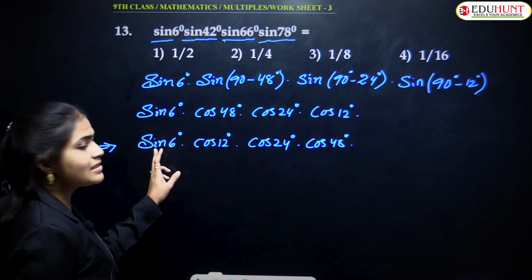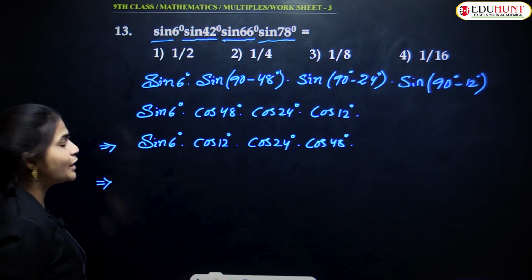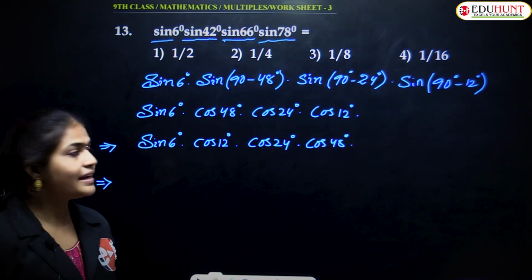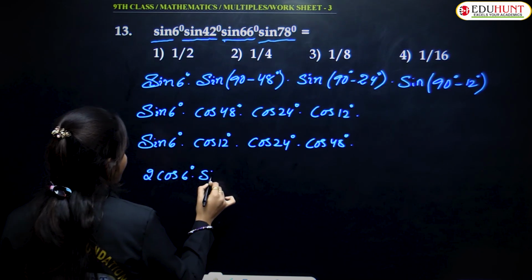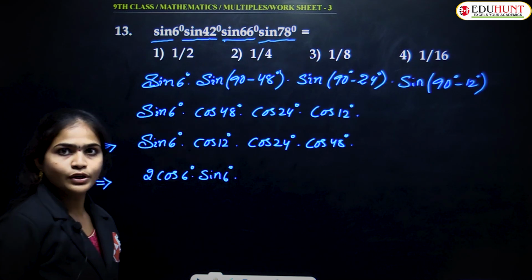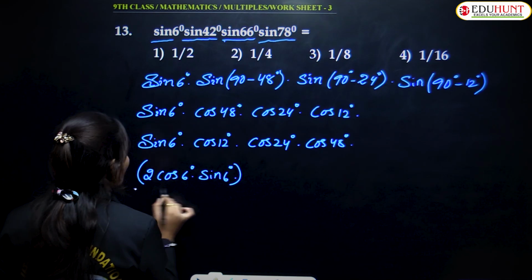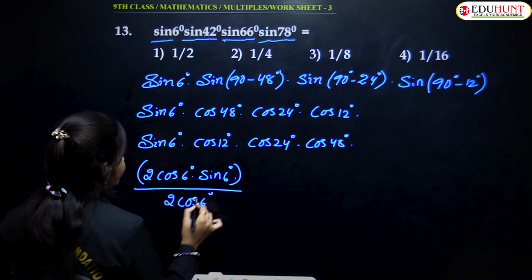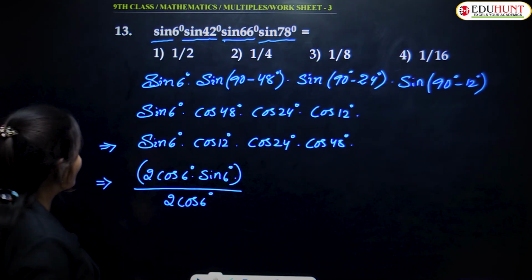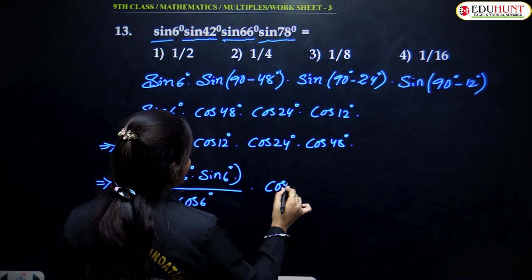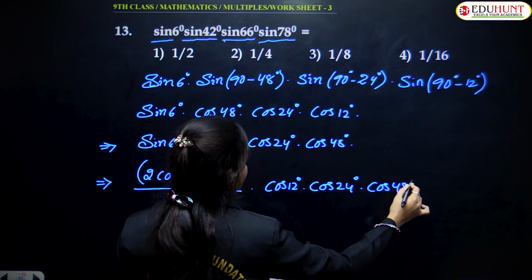Now, here the sin theta cos theta formula is there, no? So first I want to multiply and divide with 2 cos 6 degrees into sin 6 degrees, that is, 2 cos 6 degrees by 2 cos 6 degrees. So 2 cos 6 degrees and 2 cos 6 degrees get cancelled, and again we get the same result, into cos 12 degrees, cos 24 degrees, cos 48 degrees.